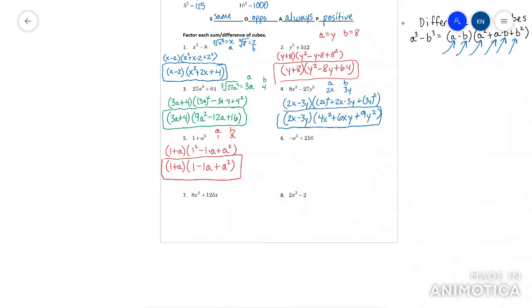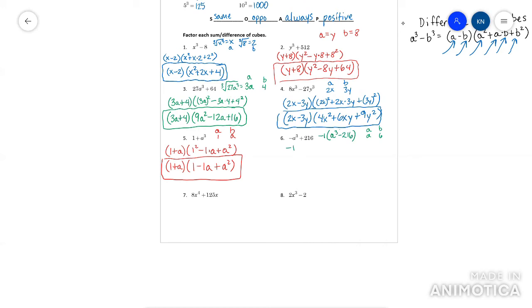Okay, this next one's weird. They're kind of trying to trick you. If you see like a minus a cubed, you're kind of going to have to GCF a -1 out. Like that. I know that doesn't make much sense, but just trust me, it'll make your life a lot easier. And so now you go get a, which is a, and b, which is 6, and you're going to be using difference of cubes.